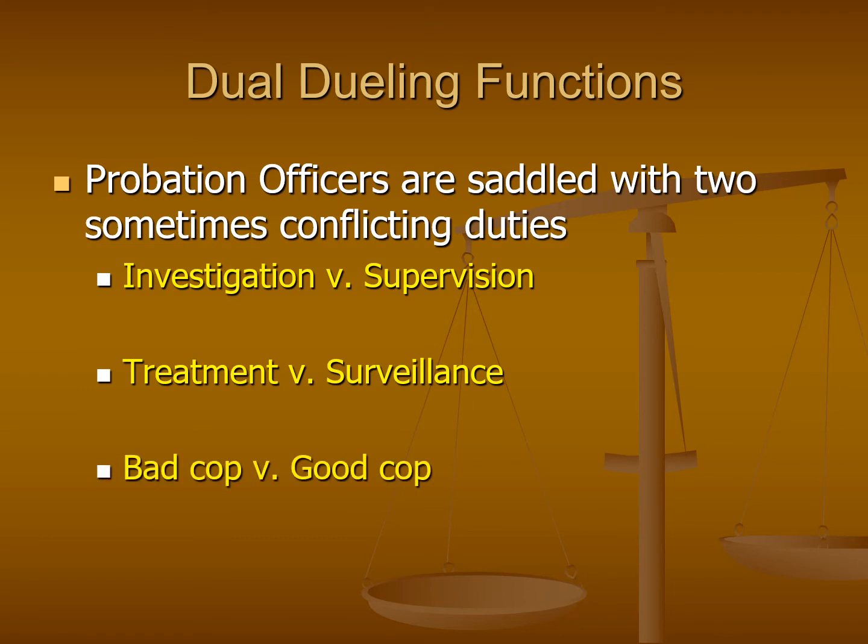And the classic way to conceptualize it is that idea of trying to play the role of being both the bad cop and the good cop at the same time. And this dueling function argument finds its way into how we think about who would be the best probation officer. Should a probation officer be somebody who comes from a law enforcement background, where they've gone through the academy, they have some training as a sworn officer, and they are much more focused on the investigation, the surveillance type aspect?